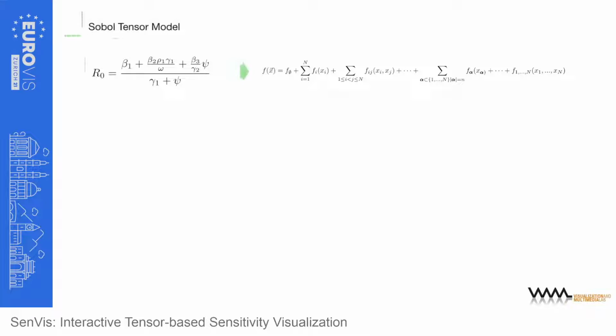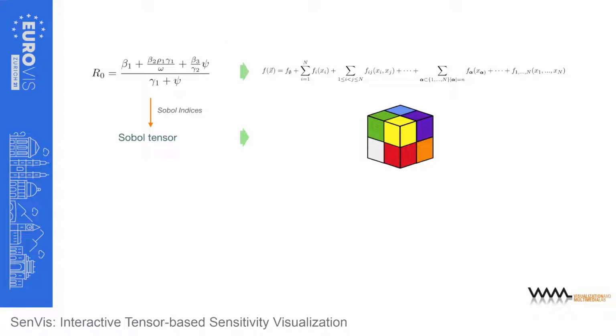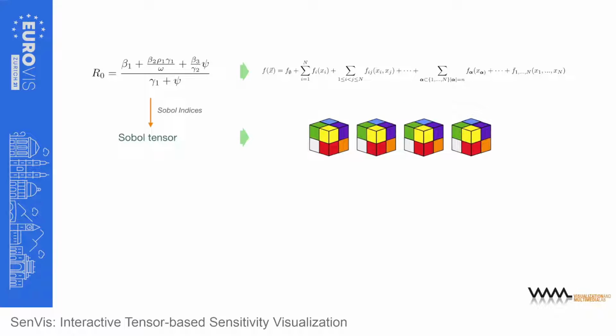To efficiently manipulate the large set of Sobol indices, we organize all the Sobol indices into a Sobol tensor, which is a hypercube of size 2 to the power of n. In this format, querying any Sobol index is equivalent to manipulating hypercube slices. However, when n becomes large, storing this exponential size dataset can be computationally costly.